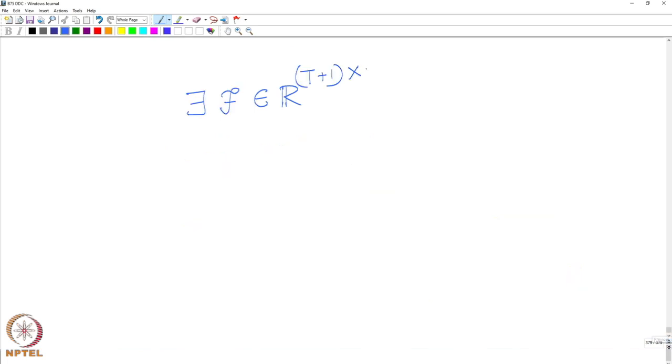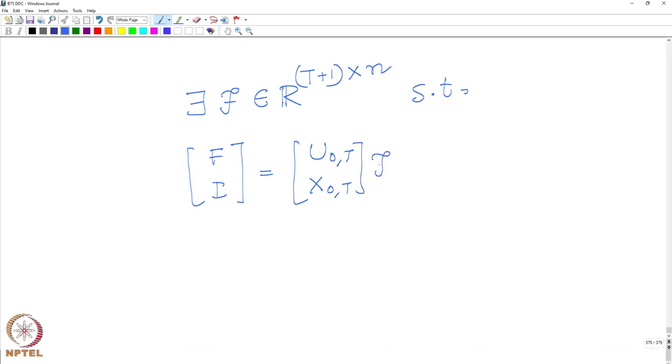So, therefore, there exists F such that F times identity is equal to U0T X0T, multiplying this matrix scripted F. Okay. So, that means what?